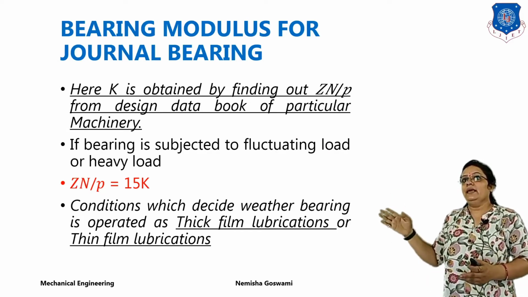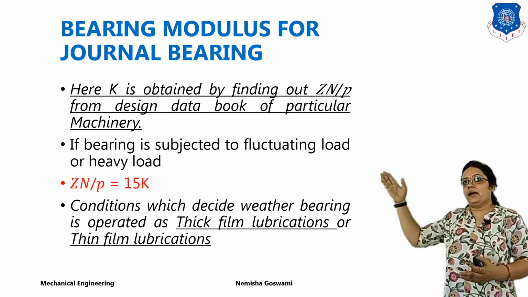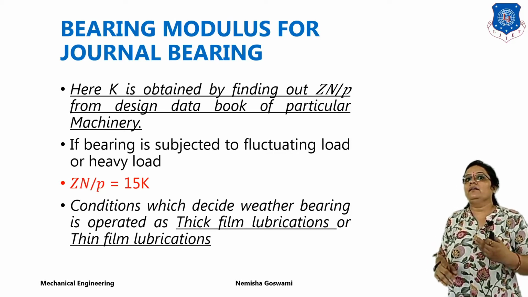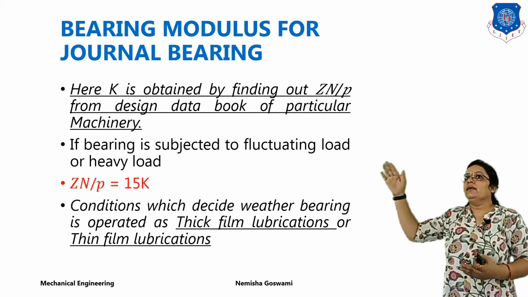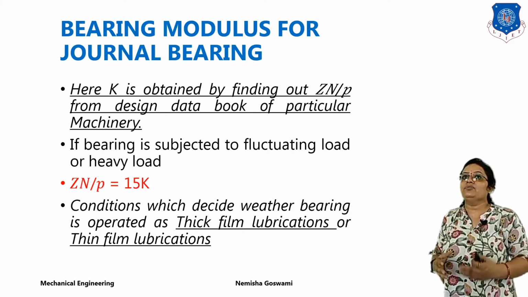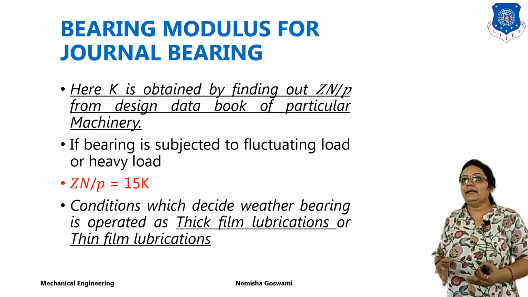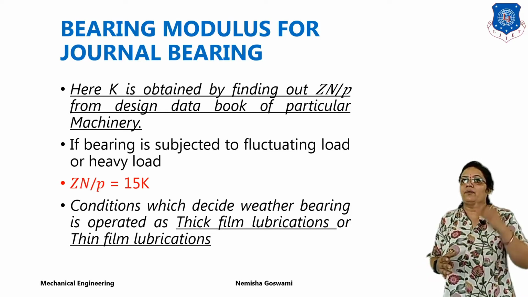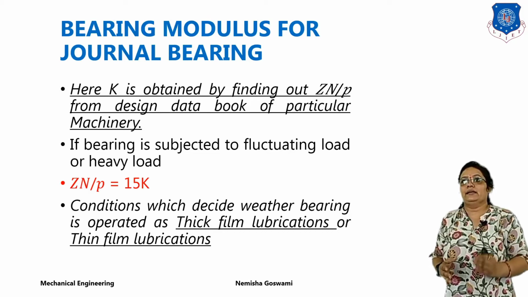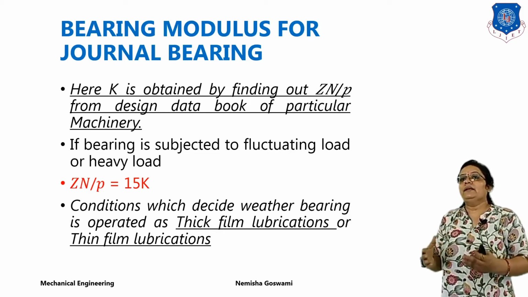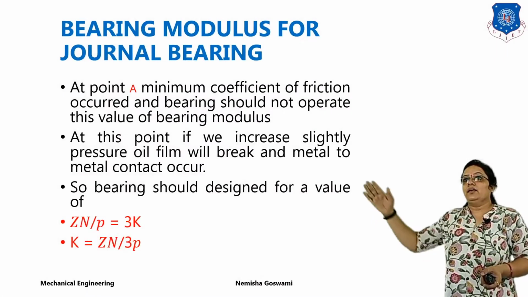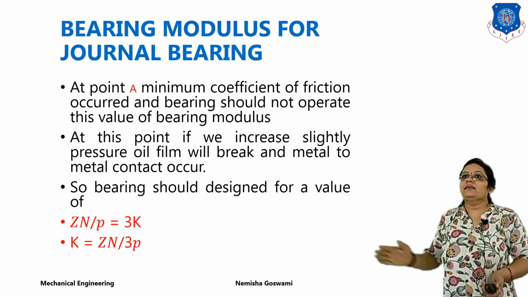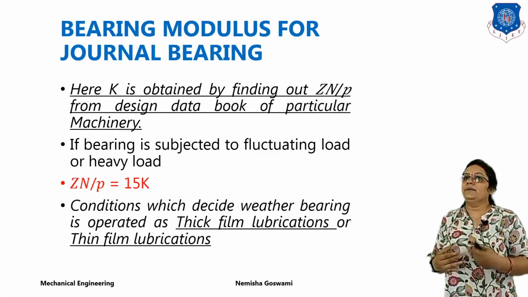So what is K? I have already underlined this line because this is a very important point from the design point of view. Here K is obtained from the design data book of the particular machinery. So how will we find K? We will find K from the standard data in the design data book, and then we will equate ZN by P to 3 times K. This is the basic procedure.